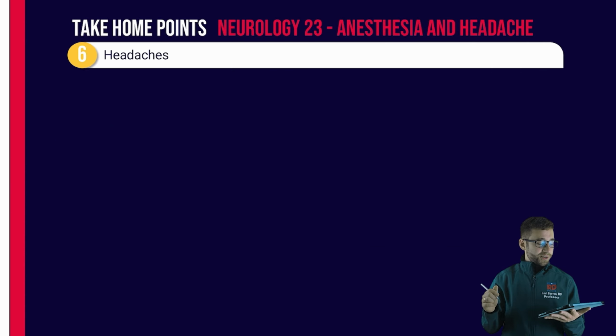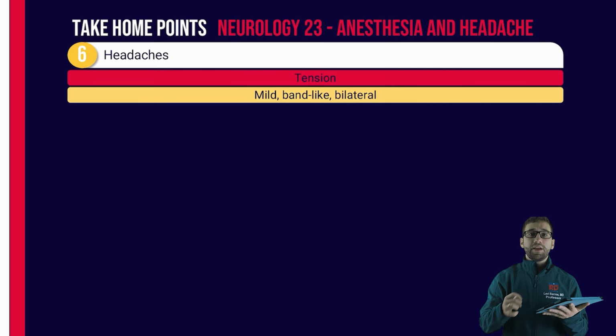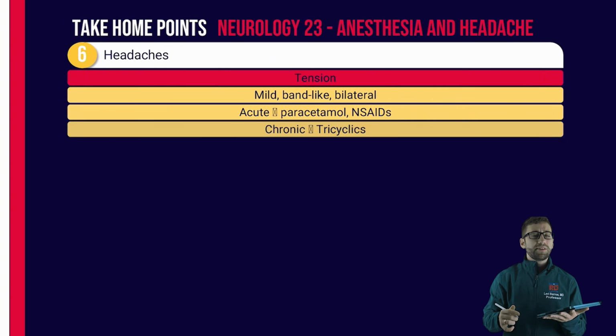Now finally, let's talk about the headaches. Headaches are categorized into tension headaches, migraine, and cluster headaches. Tension headaches are mild, band-like, and bilateral. They can be treated acutely with paracetamol or NSAIDs, and chronic tension headaches can be managed with tricyclic antidepressants.